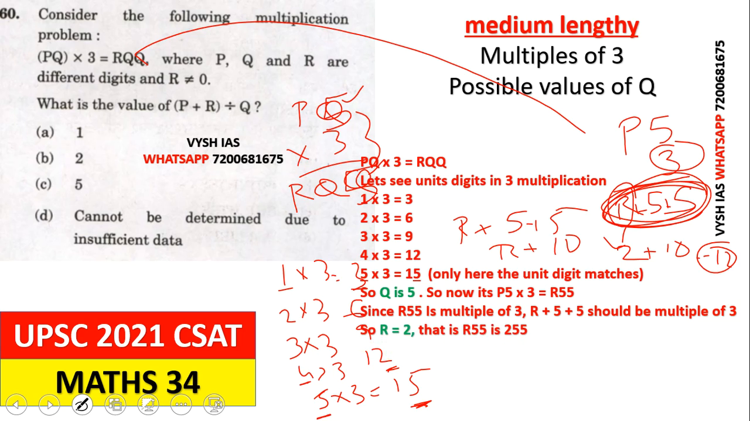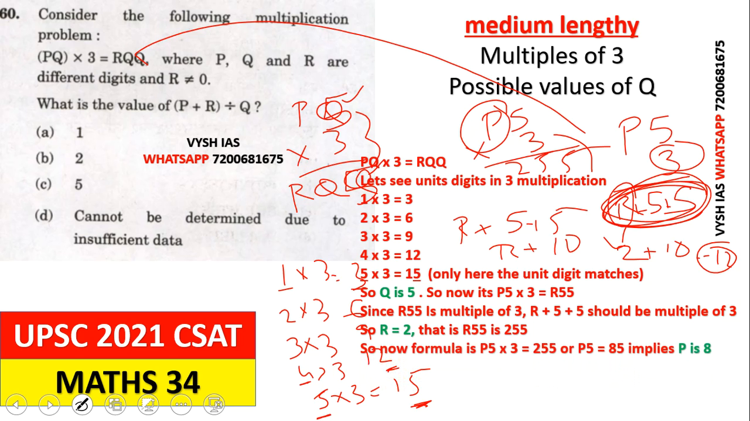So you got R equal to 2, Q equal to 5. Now how will you write that? P5 into 3 is equal to 255. Now can't you find P? Just divide 255 by 3. You will get 85. That means P5 is equal to 255 divided by 3, which is 85. So you got P, Q and R. The question is, what is the value of P plus R divided by Q? That is 8 plus 2 divided by 5. That is 10 by 5, which is equal to 2.